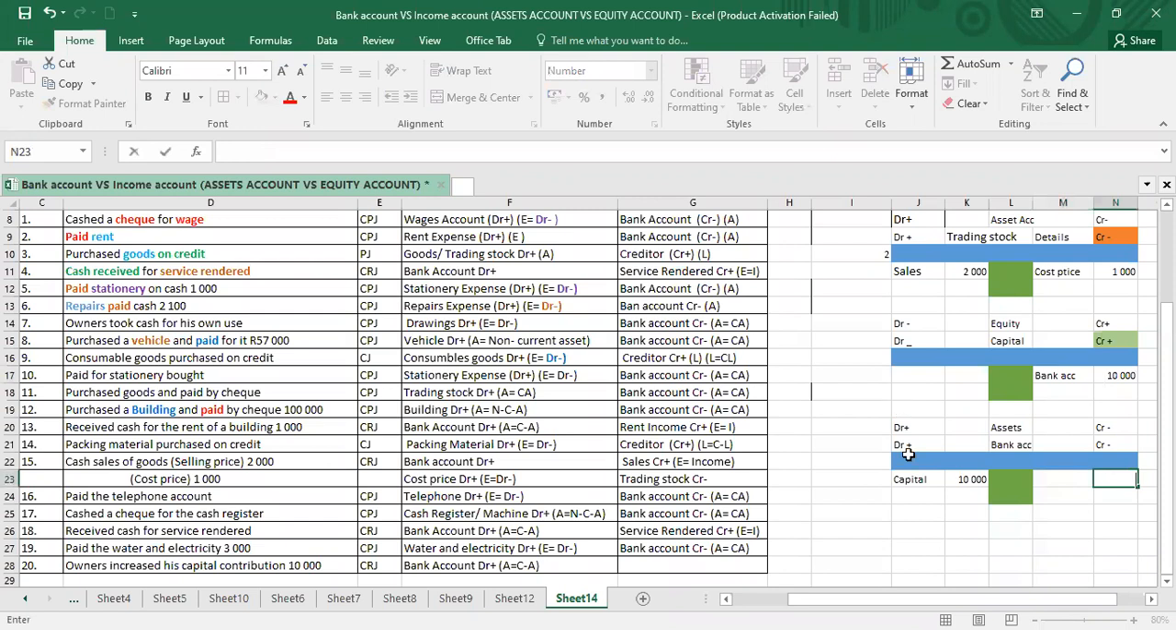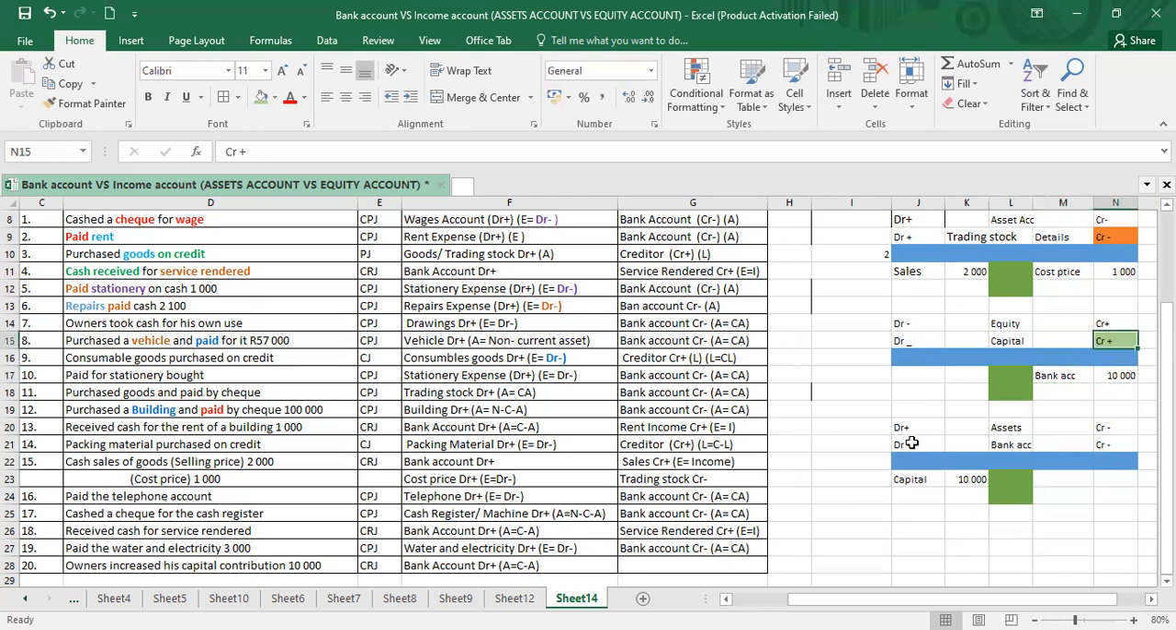Can you see? Now we have recorded correctly. Your business bank account is being increased by the capital account, the money contributed by you, the owner. How much did you contribute to the bank account? 10,000 rand. You go and open the capital account that falls under owner's equity. Every time you contribute or give your business money, where does this money go to? It goes to the bank account. How much? 10,000 rand is being credited.